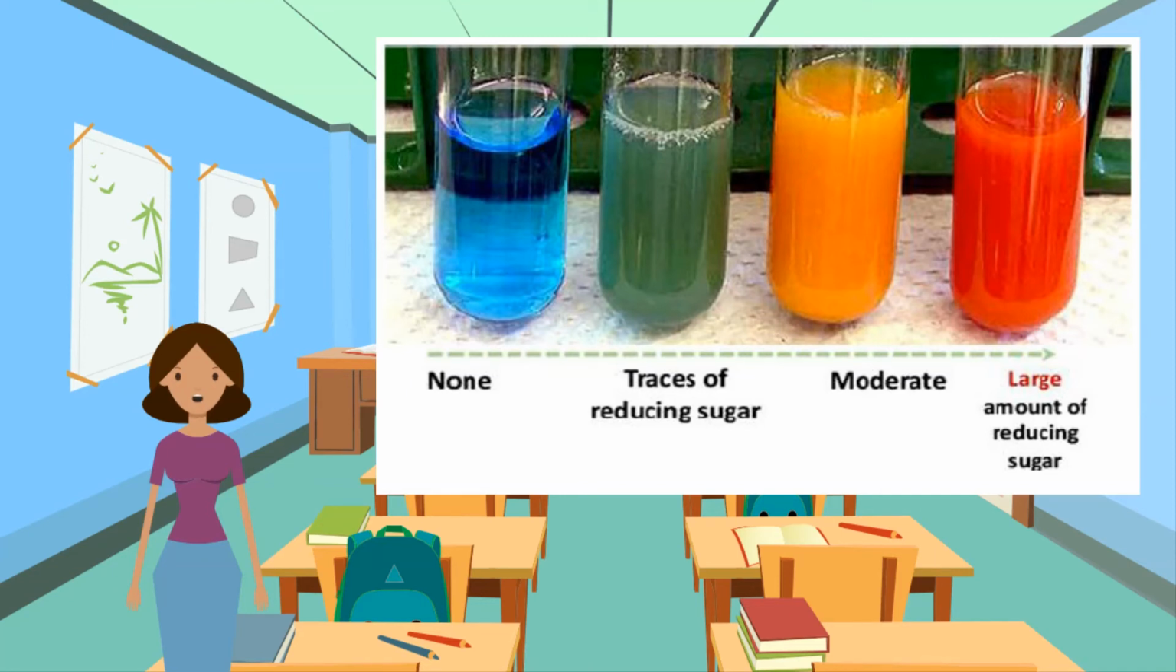A positive result is when you have a color change from light blue to other colors according to the amount of reducing sugars present in the sample. Green means a low concentration of reducing sugars. Then we have yellow, orange, up to brick red. Brick red means a high concentration of reducing sugars. A negative result is when there is no color change or the change is none of the colors mentioned before. This means there are no reducing sugars present.